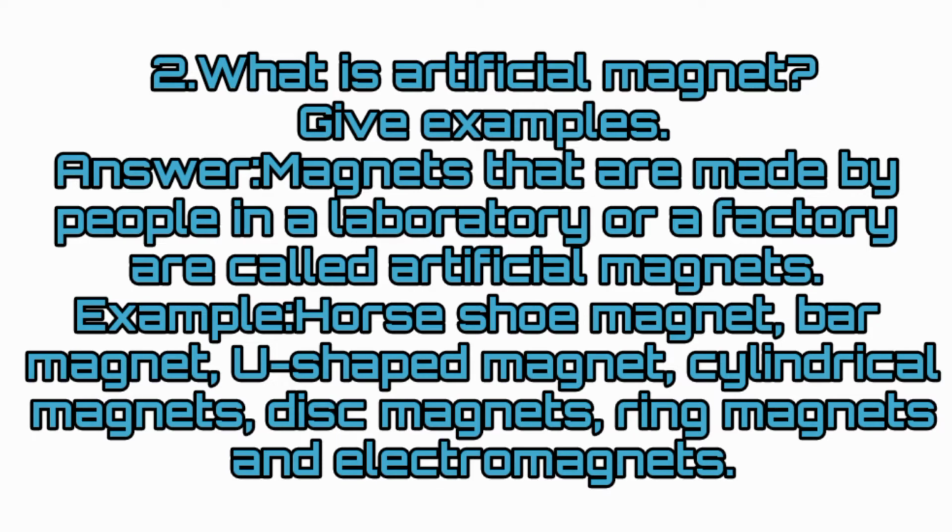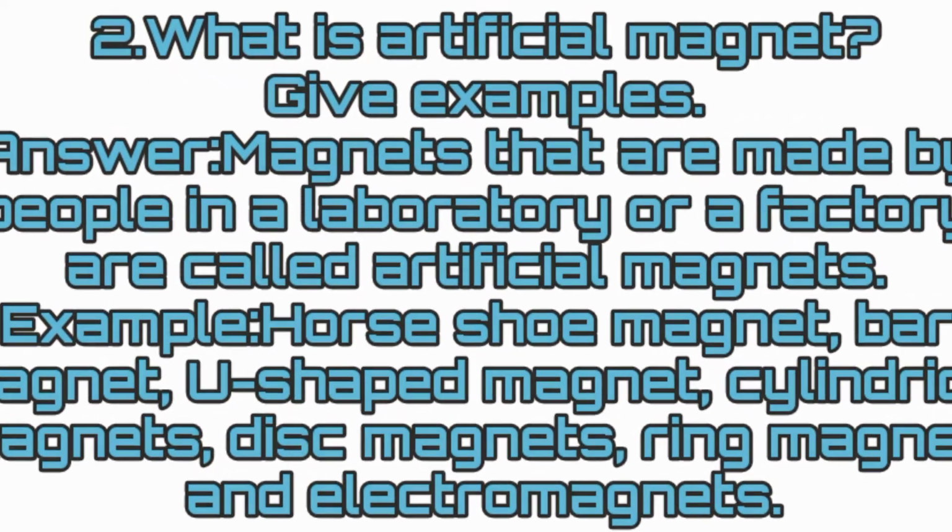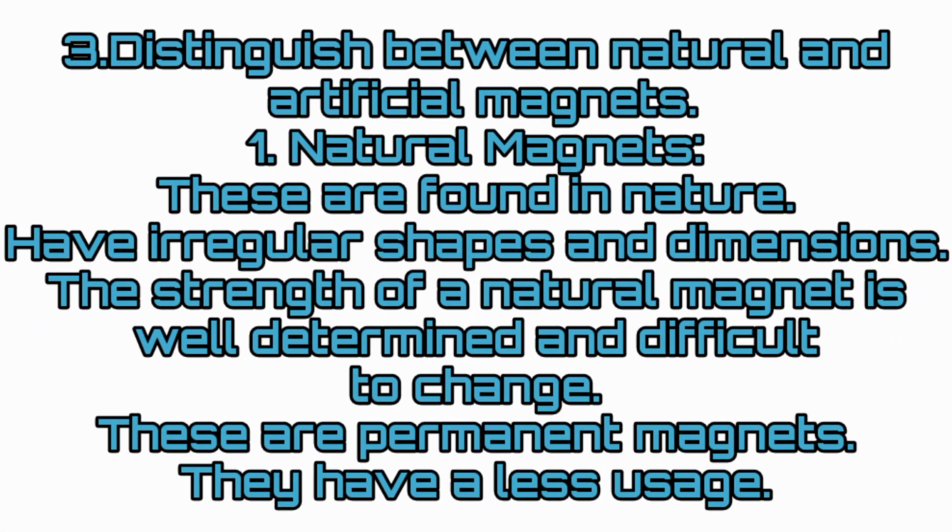Question number 3. Distinguish between natural and artificial magnets. Answer. Natural magnets. These are found in nature, have irregular shapes and dimensions. The strength of a natural magnet is well determined and difficult to change. These are permanent magnets. They have a less usage.